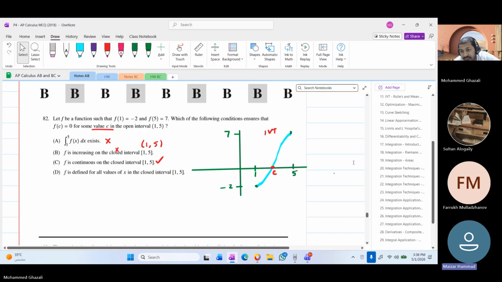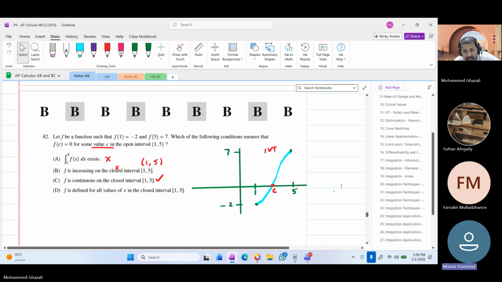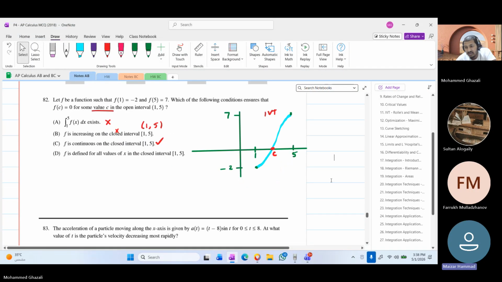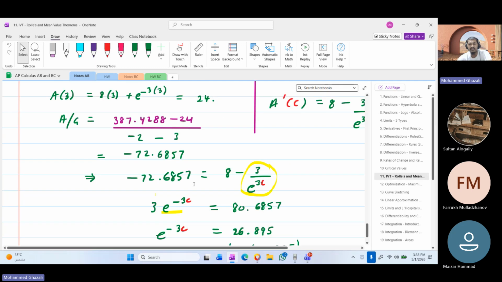When we say a function is defined, it can be defined but the function can still be discontinuous. It can be defined and discontinuous. So D is wrong. One second. Where's IVT? You need to go over file number 11, right?